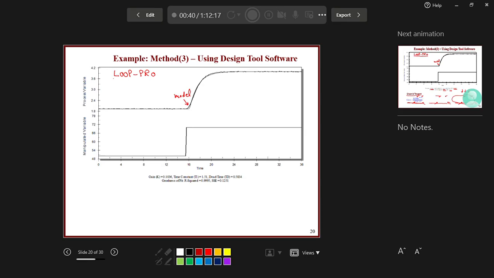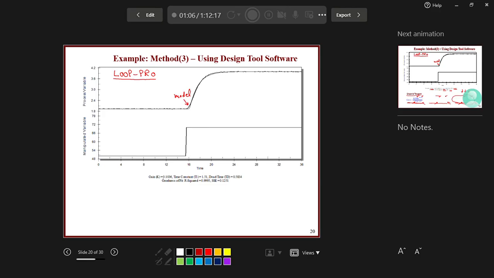Unfortunately, the Loop Pro license has expired, and we cannot use it now. We are trying to reinitiate the process of licensing. Once it is ready, I will demonstrate for you how we can get the model using this software. But in the meantime, the software can be used, and we get the model. The model will be given.